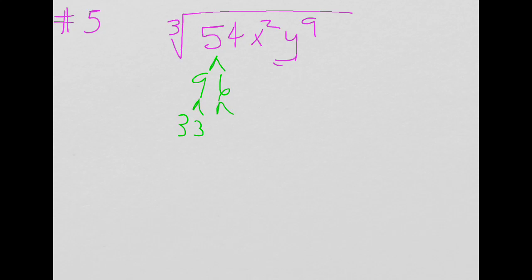Then 3 and 3, 3 and 2. Except this time I'm not looking for pairs. I'm looking for a triple, a set of 3. Alright, so I need to look for a set of 3. I have a set of 3 3s, sorry, I said the right thing.